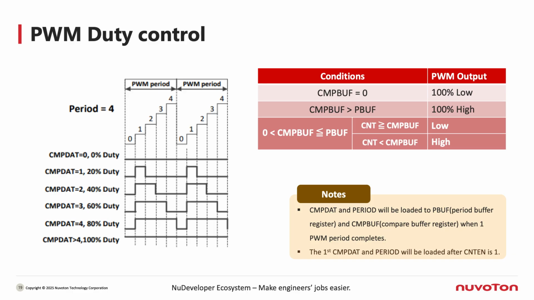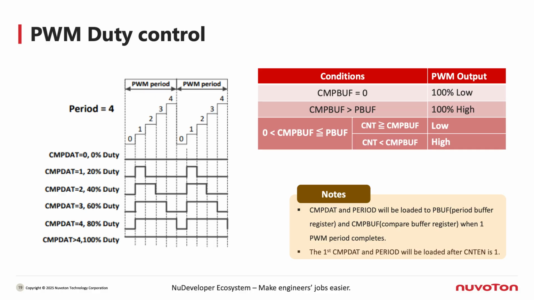As shown in the diagram on the left, setting the compare and period values controls the PWM output duty cycle. The duty cycle is calculated as compare value divided by the period value plus 1. If the compare value is set to 0, the PWM output is 100% low. If the compare value is greater than the period value, the output is 100% high. For other compare values, the PWM output depends on the current counter value. It outputs low when the counter is greater than or equal to compare, and high when it is less than compare.